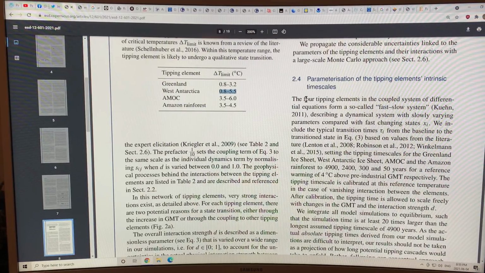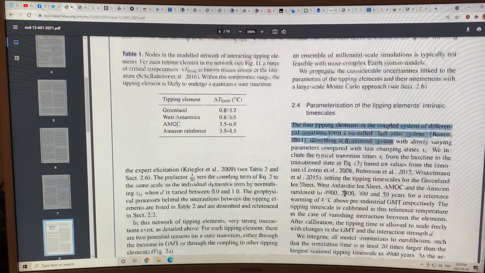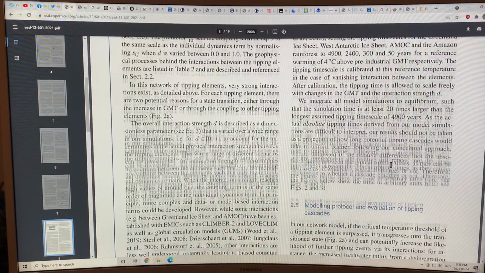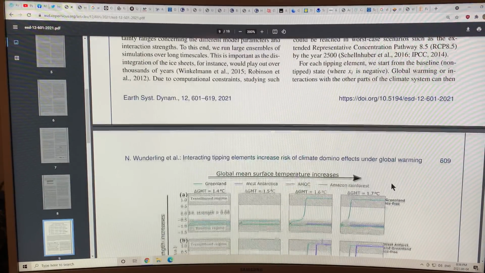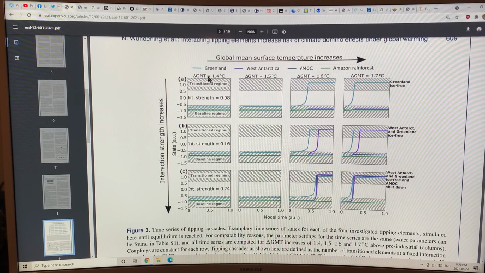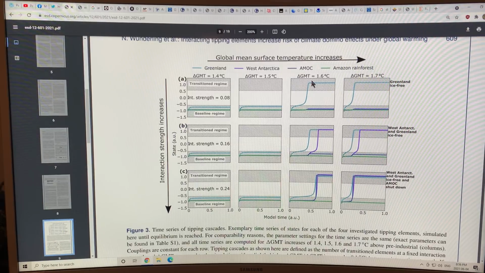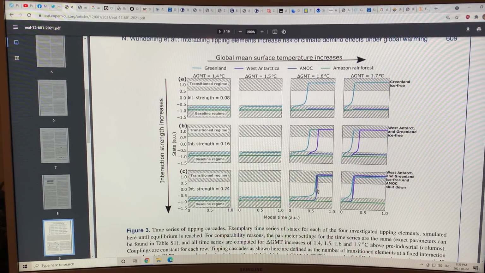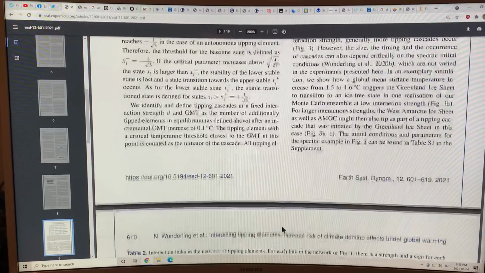But these elements are all coupled in this so-called fast-slow system, which is a dynamical system modeled by equations with slowly varying parameters but fast-changing states. The modeling is done, and some graphs are generated here showing the change in global temperature and the tipping that occurs for different interaction strengths between the elements. At 1.6 degrees Celsius, you can get big problems occurring. We're getting very, very close to that.